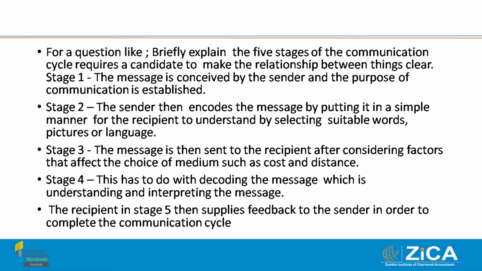Sometimes you may be given questions like, briefly explain the stages of the communication cycle. So in this case, you are supposed to make a relationship between things clear. For example, the stages of the communication cycle may include: the first stage is when the message is conceived and the purpose of communication is established. The second stage, the sender encodes the message and puts the message in the most appropriate manner for the recipient to understand. So the sender is going to select suitable words, pictures, and language, or even familiar language that the recipient will understand. Stage three involves the choice of medium. The sender will select the suitable medium of communication, considering factors such as cost and distance.